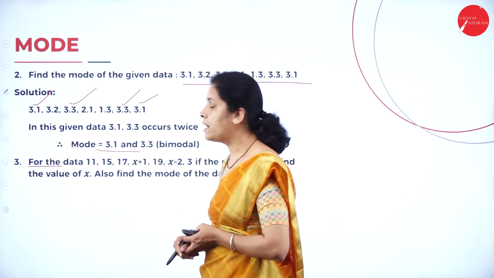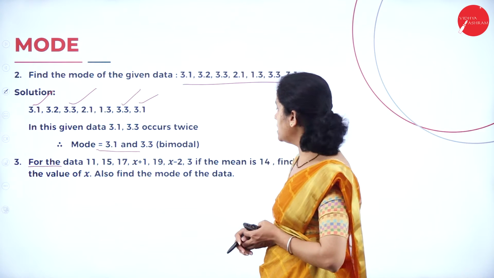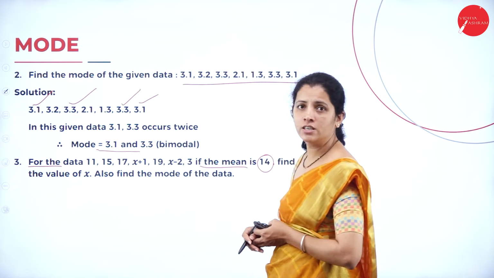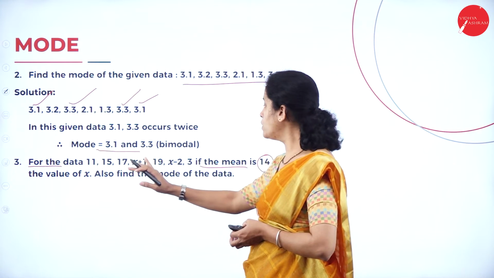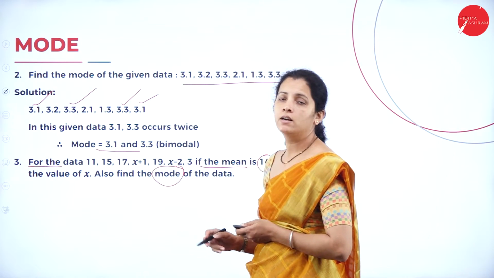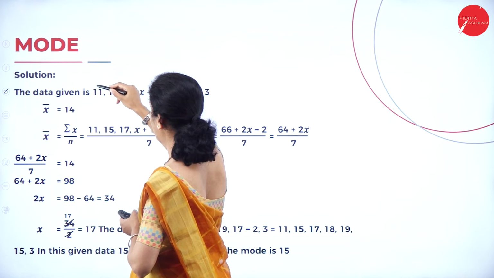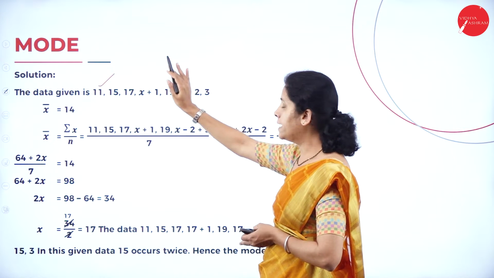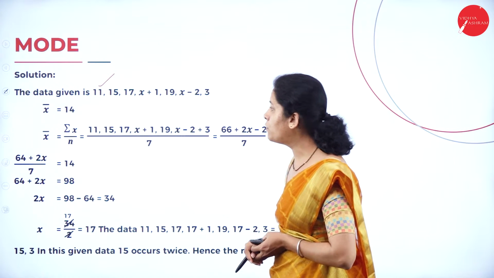For the data 11, 15, 17, x plus 1, 19, x minus 2 and 3, the mean is 14. So they mentioned the mean is 14. Find the value of x. Now what do I want to do? I want to find the value of x, and at the same time, I want to find the mode. So here, if I consider the given data, I have 11, 15, 17, x plus 1, 19, x minus 2, 3. And what is the mean? Mean is nothing but the 14.